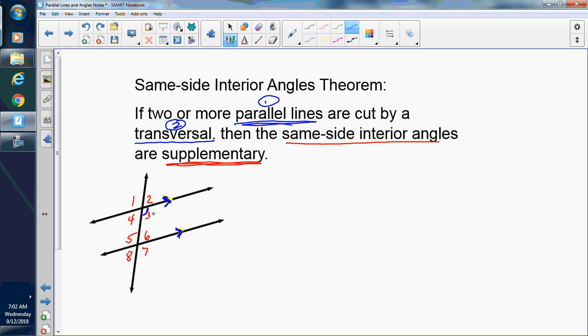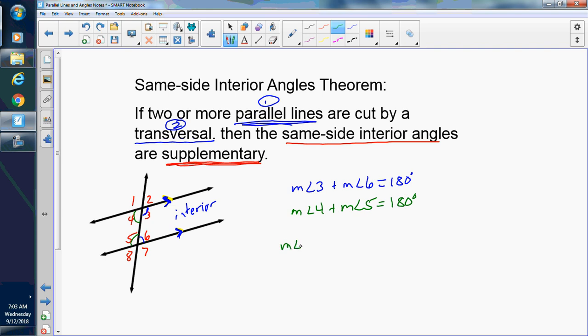So angle 3 and angle 6 are both in the interior, and they're both on the same side. So the measure of angle 3 plus the measure of angle 6 has to equal 180 degrees, since they are supplementary. And likewise, 4 and 5 are both on the left side of the transversal, and they're in the interior. So the measure of angle 4 plus the measure of angle 5 has to be 180.